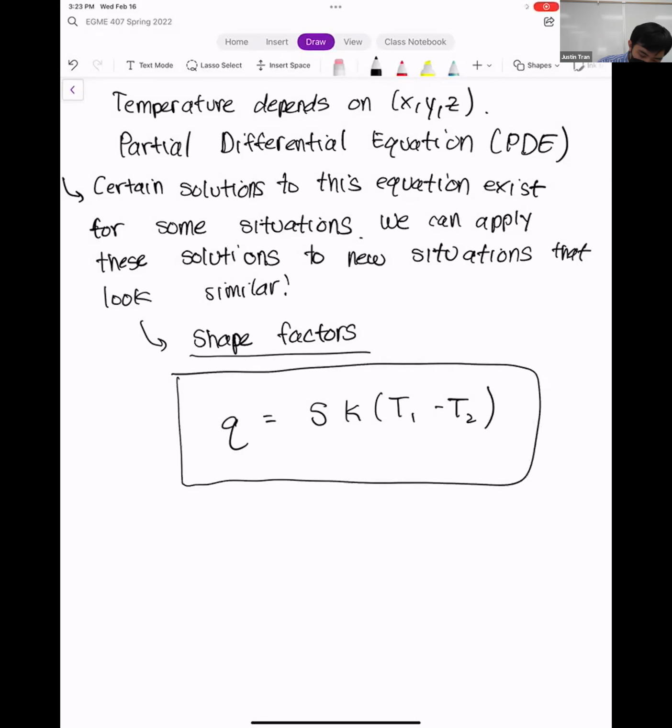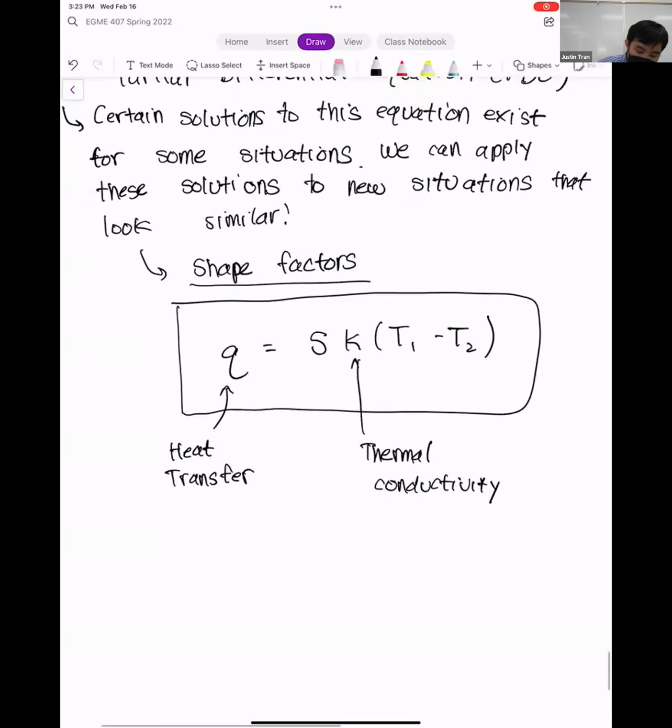This Q is heat transfer. This k here is thermal conductivity. S here is the shape factor. And of course, T1 minus T2 here is a temperature difference.